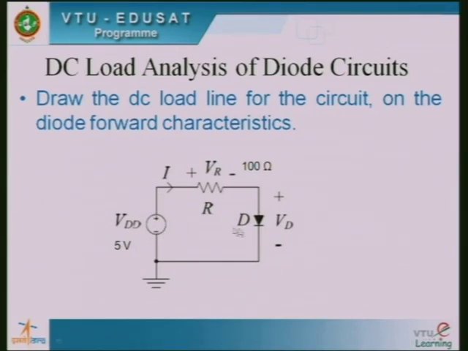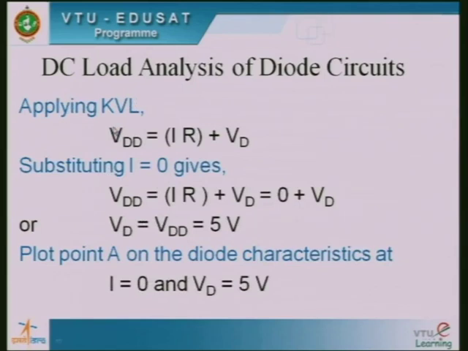So it conducts, and when it conducts, if you apply Kirchhoff's voltage law, we get VDD equal to IR plus VD. So VDD is the DC supply voltage, I is the current flowing through the diode circuit, R is the series resistance, and VD is the voltage drop across the diode.